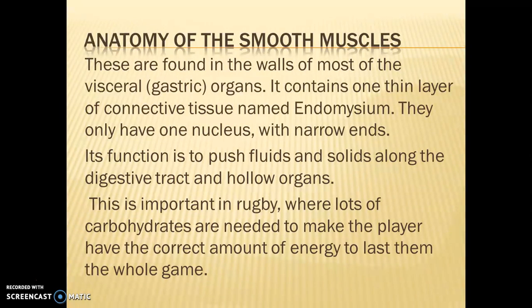Anatomy of the smooth muscles. These are found in the walls of most of the gastric organs. It has a smooth microscopic pattern. They have a lack of myofibrils, which are tubes of muscle cells, sarcomeres, muscle tissues, and striations. It contains one thin layer of connective tissue named endomysium, meaning overall they're smaller than skeletal tissues. They only have one nucleus also, with narrow ends, causing them to adapt to new positions and eventually relax.